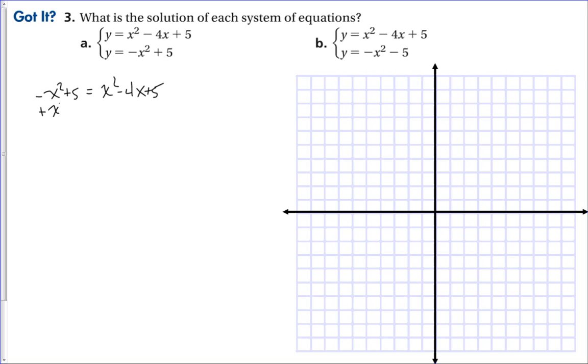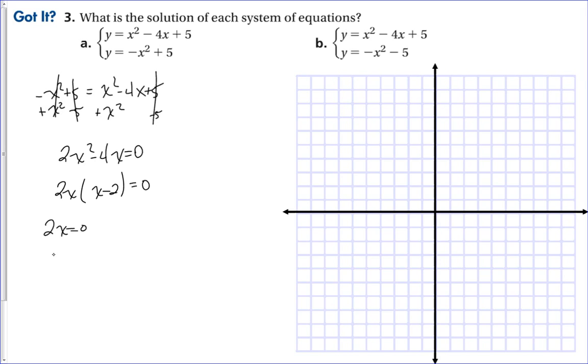So let's add the x squared, subtract the 5, add the x squared, subtract the 5. So that cancels. So we have 2x squared minus 4x equals 0. So it looks like we can factor out a 2x from both of these, and we're left with x minus 2 equals 0. So 2x equals 0. So x, of course, equals 0. And x minus 2 equals 0, so add 2, add 2. So x equals 0 and 2.